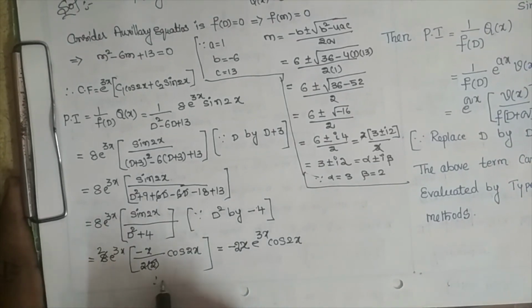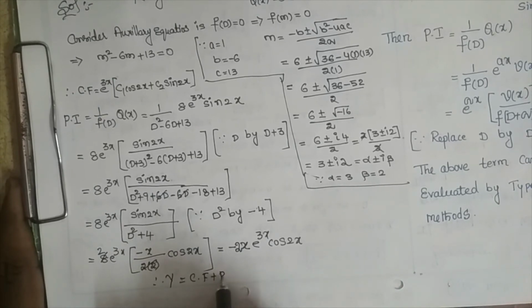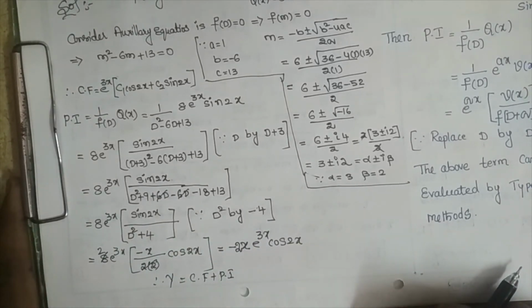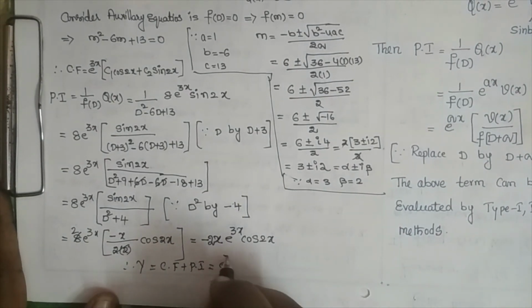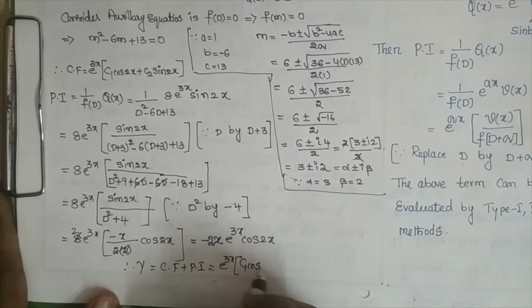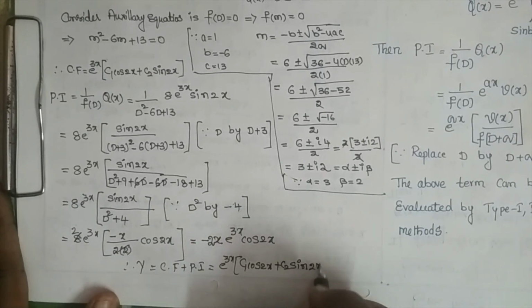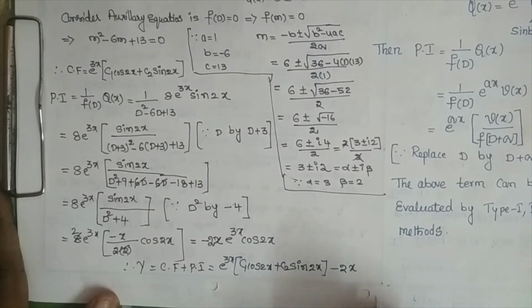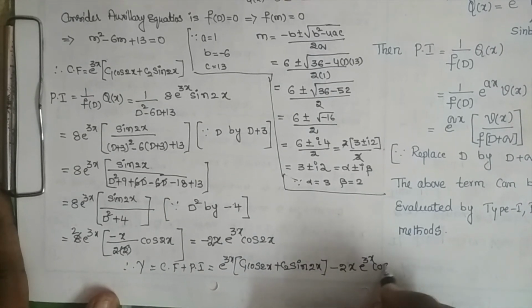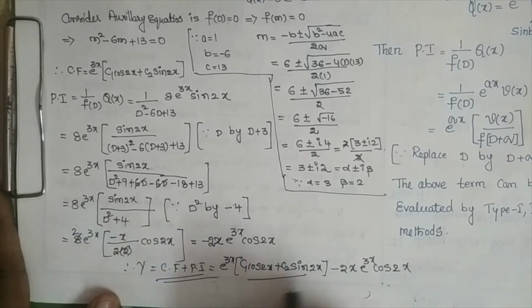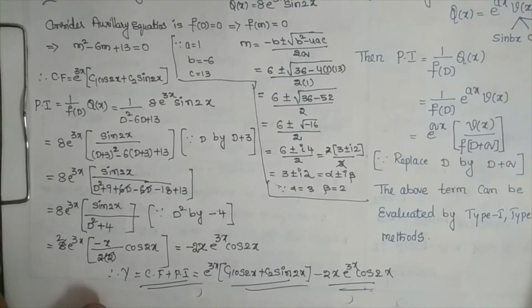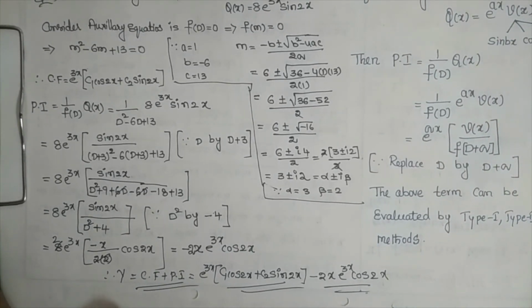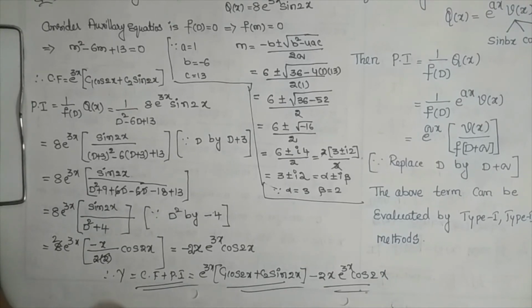Therefore y is equal to CF plus PI, complementary function plus particular integral. This is the general solution. Let us substitute: y is equal to e power 3x into C1 cos 2x plus C2 sin 2x, minus 2x e power 3x cos 2x. This is the general solution of the given problem. Likewise, you should take one problem and do the same method. If you have any doubt, please comment in the chat box. Thank you.